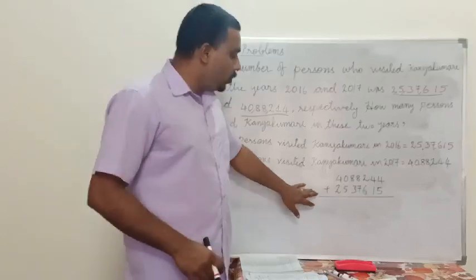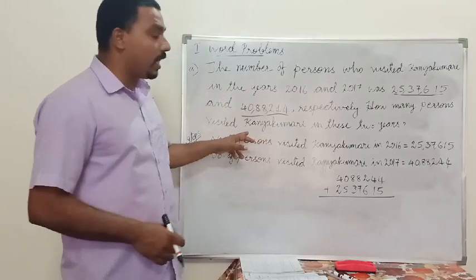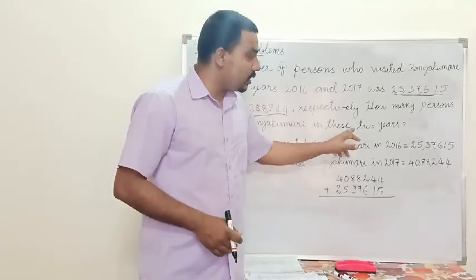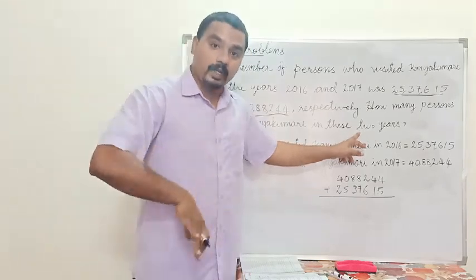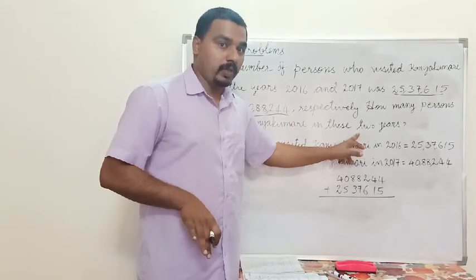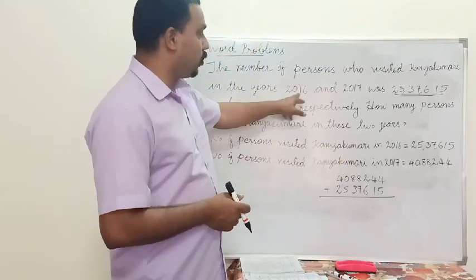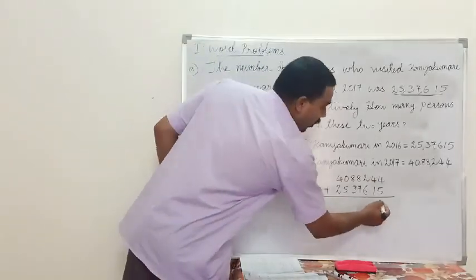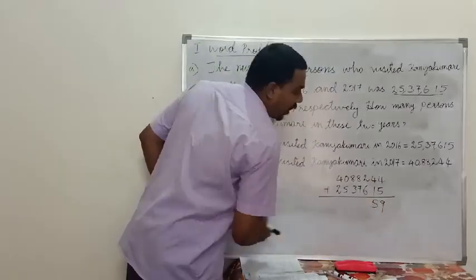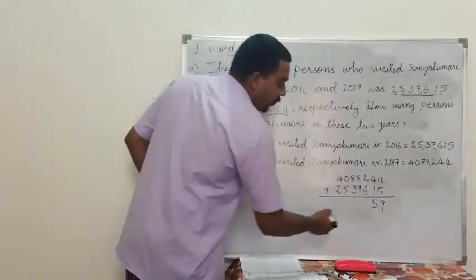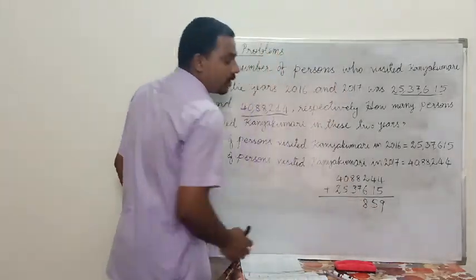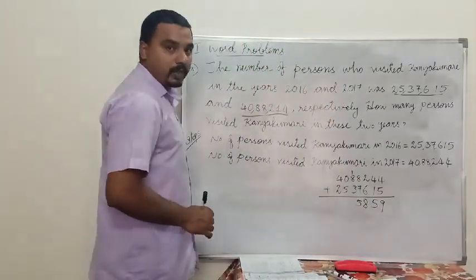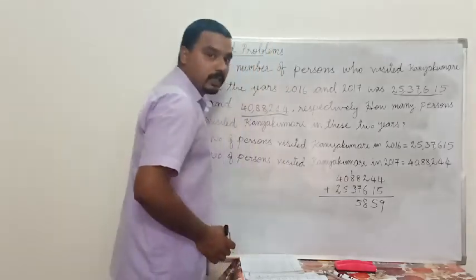Then what do we have to do? We have to add these numbers. See the last sentence of this question. How many persons visited Kanyakumari in these 2 years? That means we need to add these two numbers to get the total number of persons in these 2 years. So let us add this. 4 plus 5 is equal to 9, and here it is 5. 2 plus 6 is equal to 8, and 8 plus 7 is equal to 15. 1 you have to regroup. Okay, then 9 plus 3 is equal to 12.